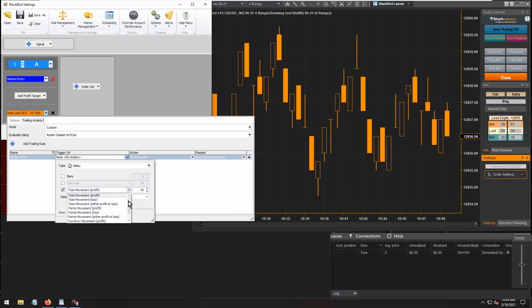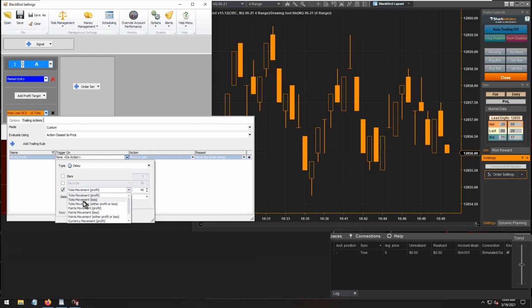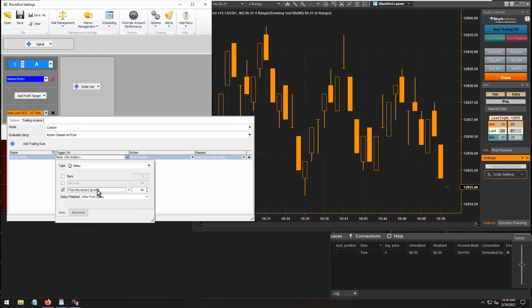There's other options in here. If we go into 40 ticks of loss, you could look for that. If there's a certain amount of loss, you could perform some kind of action, right? Or there's ticks of movement in either direction, profit or loss. But for trailing rules, most of the time you're going to be using ticks of movement in a profitable direction. So there you go, 40 ticks.